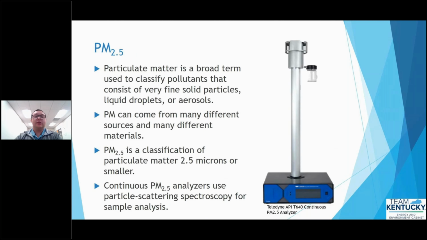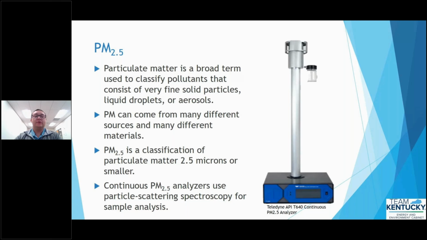The last type of continuous analyzer we operate in our network is for PM 2.5. So the other three were for gases. This is now for particulate matter. PM is short for particulate matter, which is a broad term used to classify pollutants that consist of very fine particles. PM comes from many different sources and can be made from many different materials, liquid droplets, and aerosols. PM 2.5 is a specific classification of particulate matter where each particle is 2.5 microns or smaller.